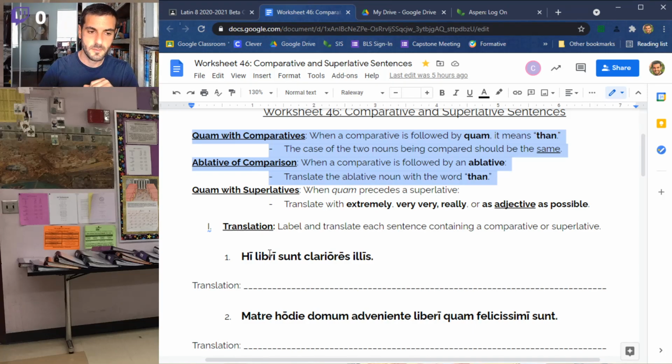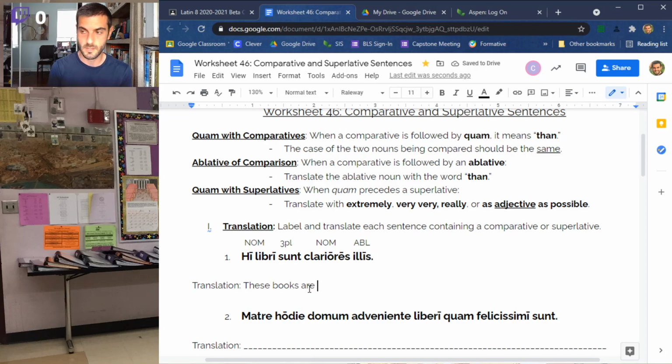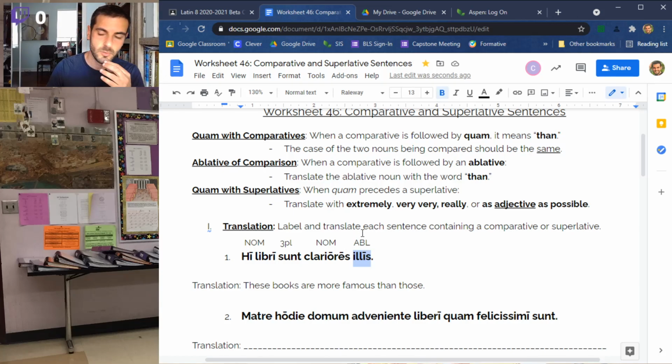Jumping right in, I think in most classes we did the first one together, but just a reminder: hae libri, these books, are my subject. My verb is sunt. These books are clariores. Clarus can mean clear, it can also mean famous. These books are more famous than those. I'm adding in the than because right after my comparative, I have an ablative, that ablative of comparison from up here. These books are more famous than those.